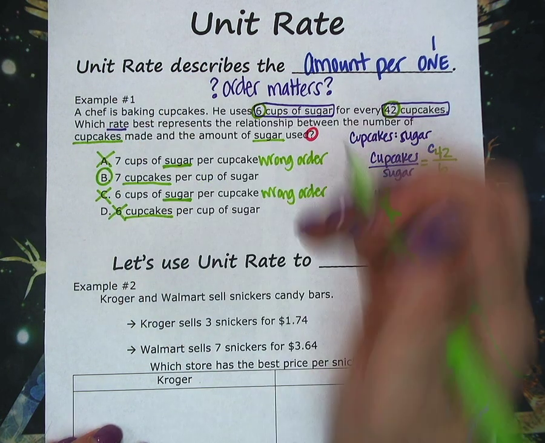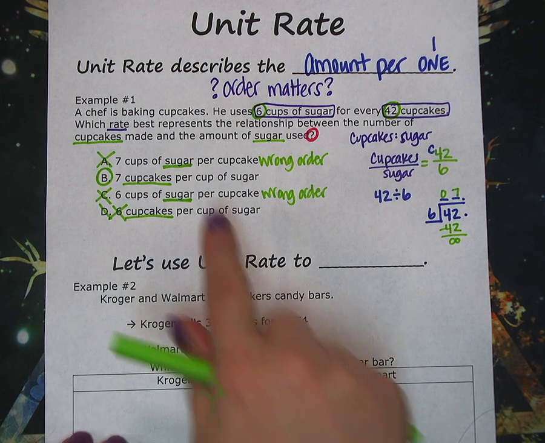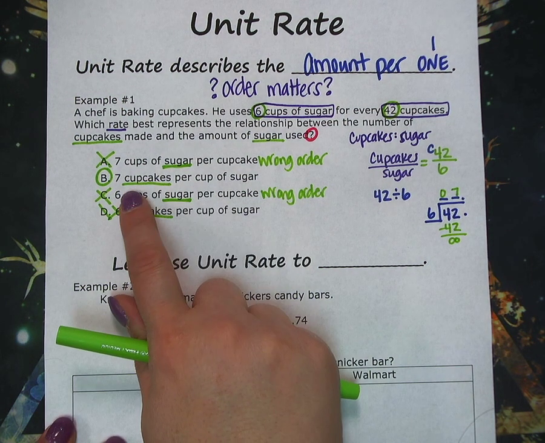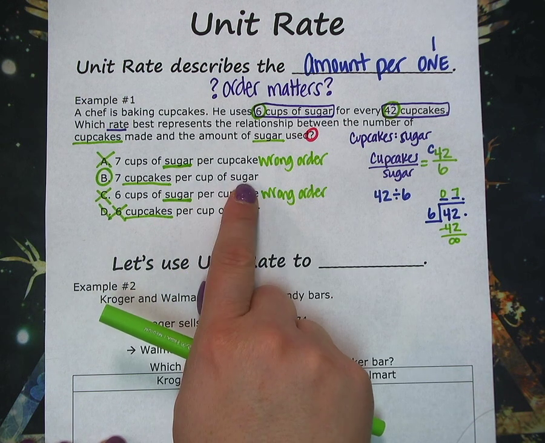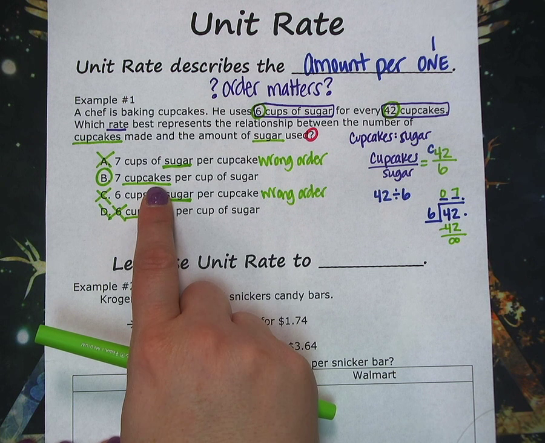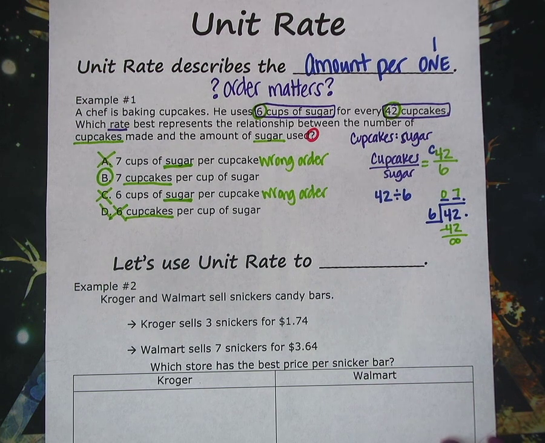Okay, and this one, 6, is wrong. So 7 cupcakes for 1 cup of sugar. 7 cupcakes per cup. So that's the unit rate. So if I have 1 single cup of sugar, I could make 7 cupcakes. Okay, and so that is the unit rate for that first problem.